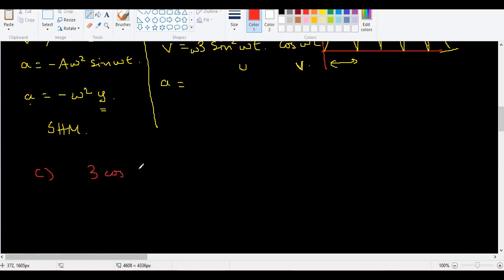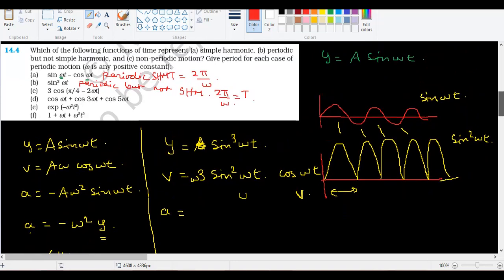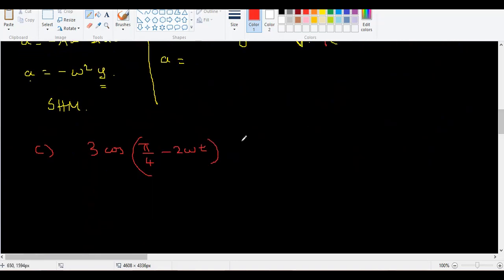3 cos (pi by 4 minus 2 omega t). So whenever you see sine or cos, immediately you can say it is a simple harmonic motion because it will come to this situation. So this is simple harmonic motion. This is a phase angle, so you don't have to worry about this number. So you take only whatever is in front of t.